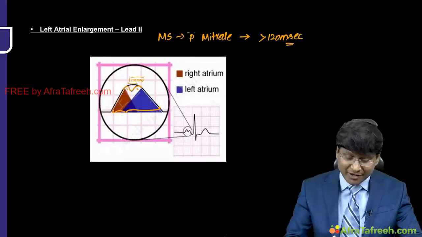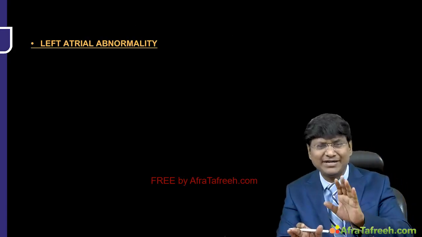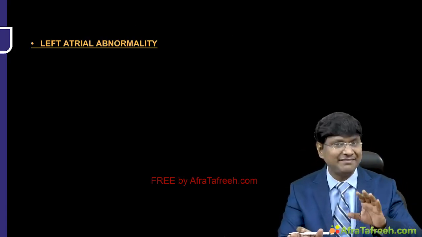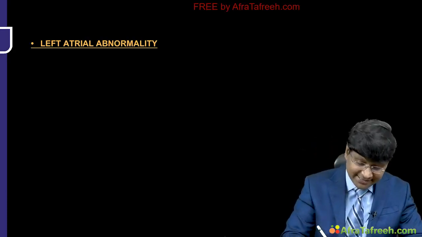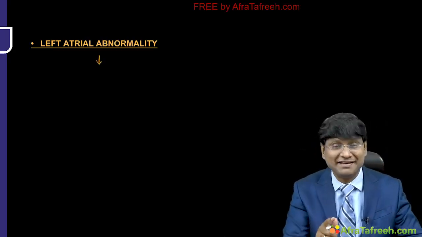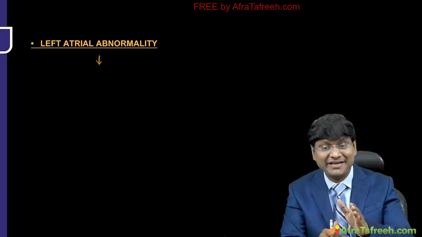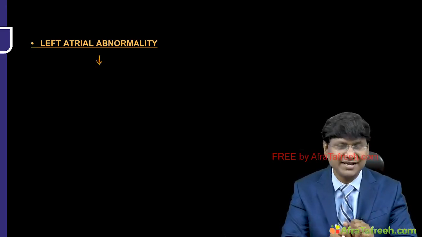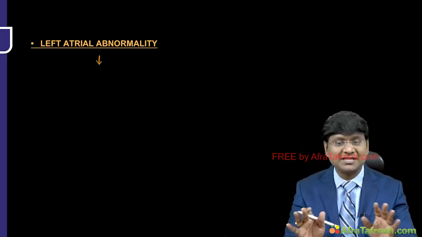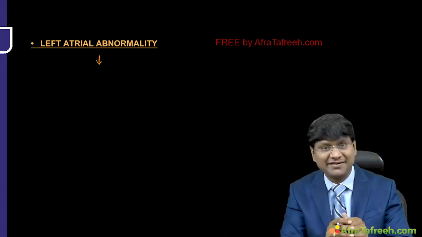Now, another important point: definitely in your lead 2, which is considered the rhythm strip, you'll have this P mitral whenever there is left atrial hypertrophy. But whenever there is left atrial abnormality, what will be the morphology of the P wave in lead V1? What will be the change? Okay, now let me discuss that. Let me summarize the entire criteria of left atrial abnormality.